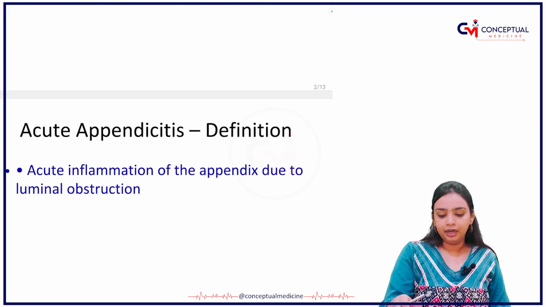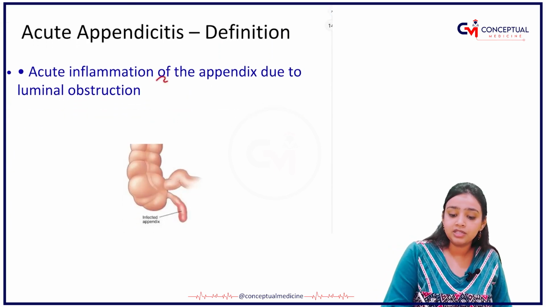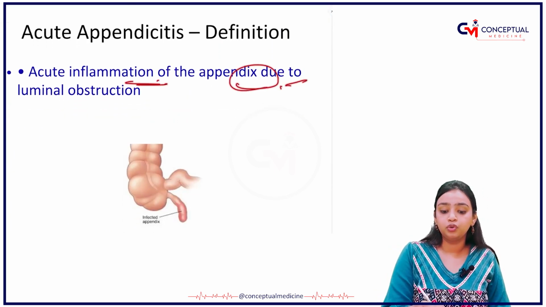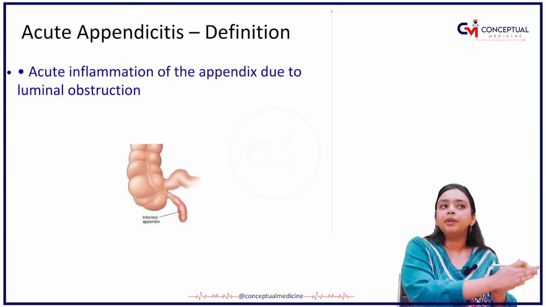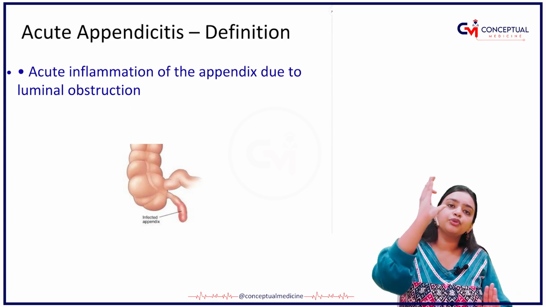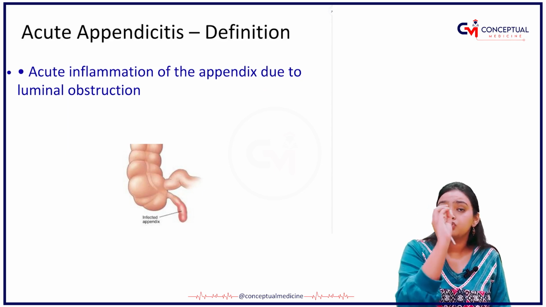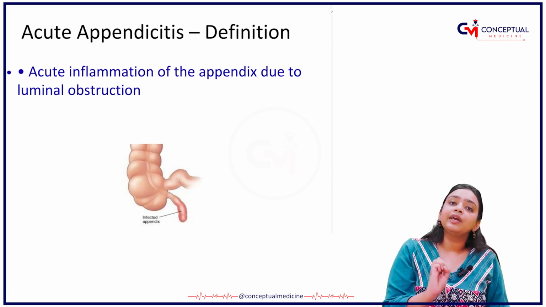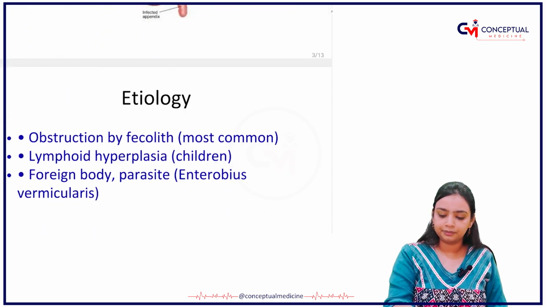It contains lymphoid tissue. Then you have the definition of acute appendicitis, that is, there is inflammation of the appendix due to luminal obstruction. Now see, the obstruction can be due to any cause. It can be due to fecal matter, it can be due to structural anomalies, it can be due to hemorrhage, right? So these are the things that can be there.